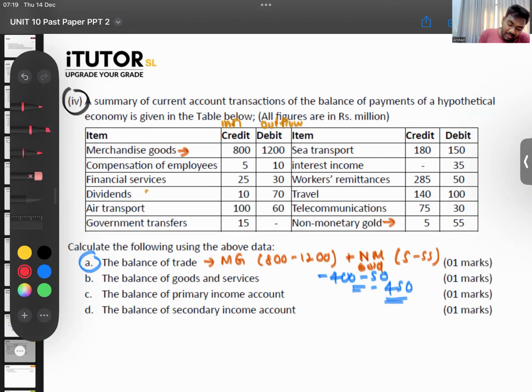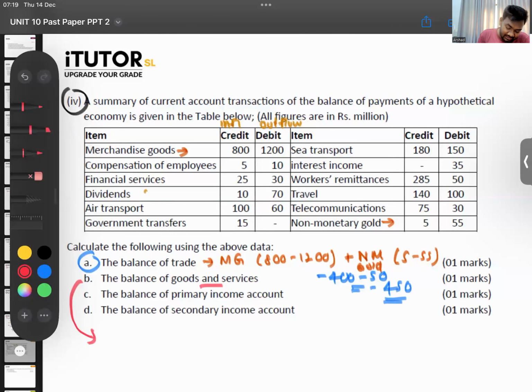Then the balance of goods and services. So goods and services: balance of trade and the service. Before we get there, we'll find the service balance before getting the goods part. So services, what do we have here? Financial services, air transport, sea transport, travel, telecommunication. Those are services, no? Financial services, air transport, sea transport, travel, and telecommunication.